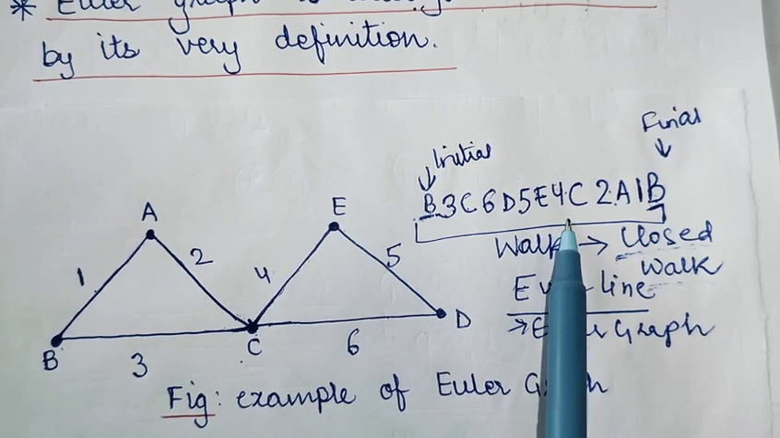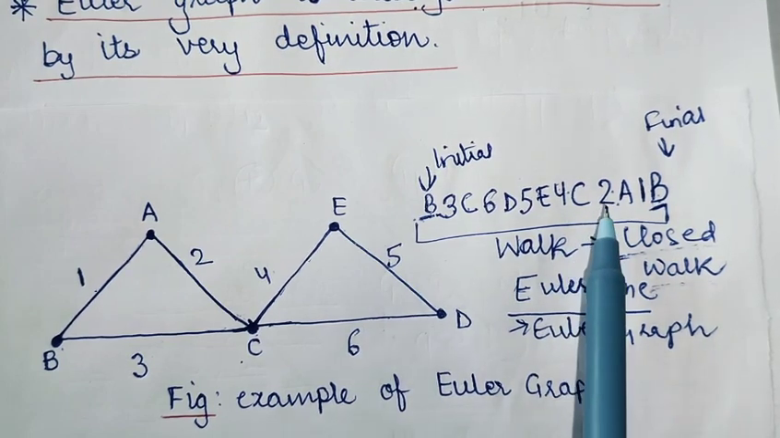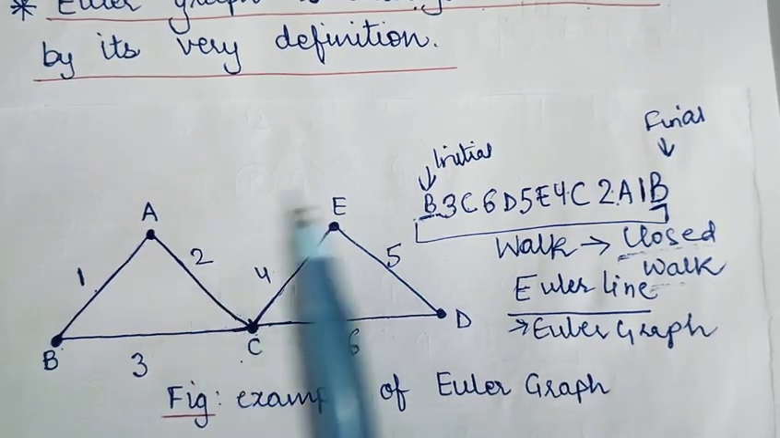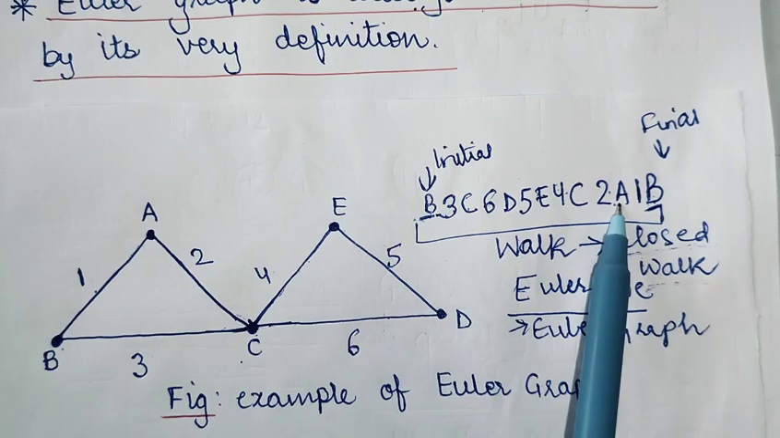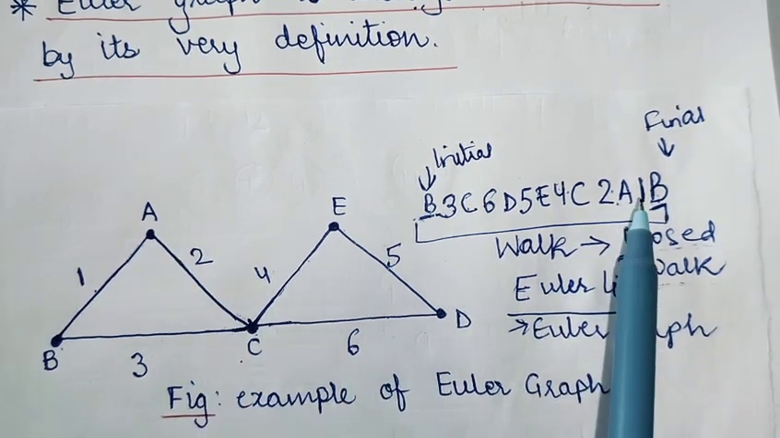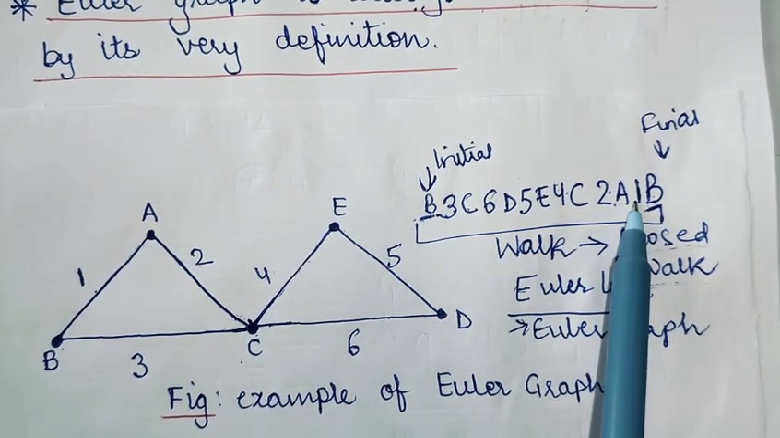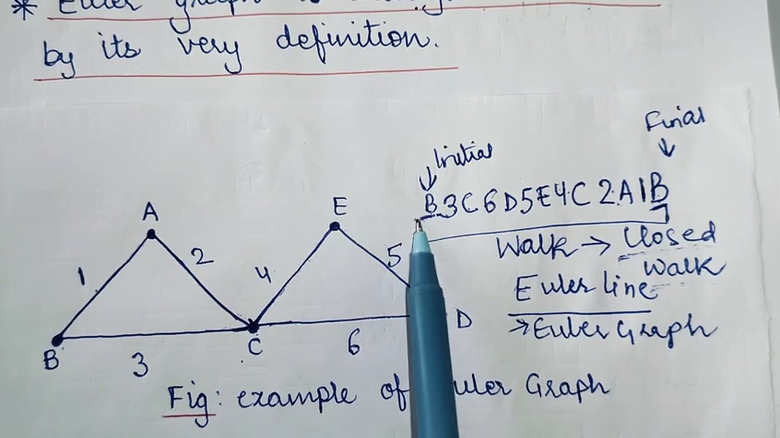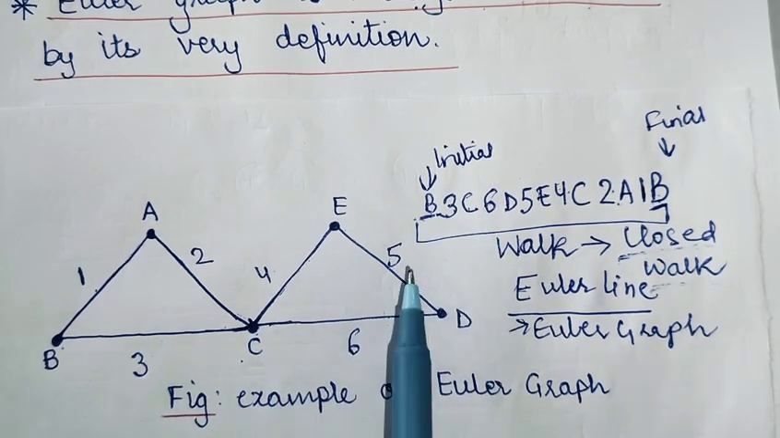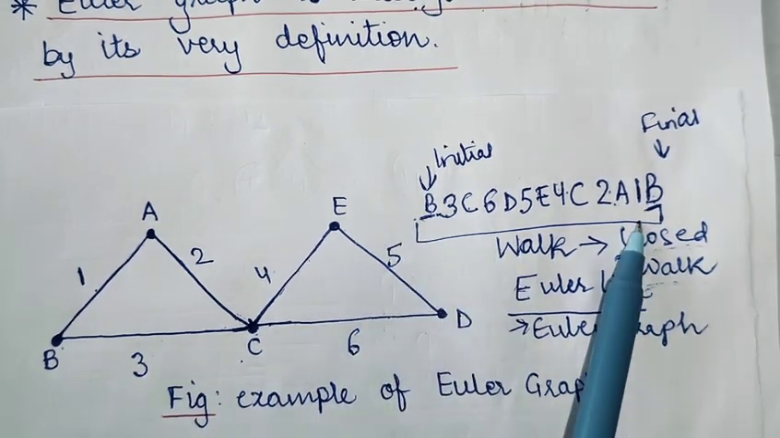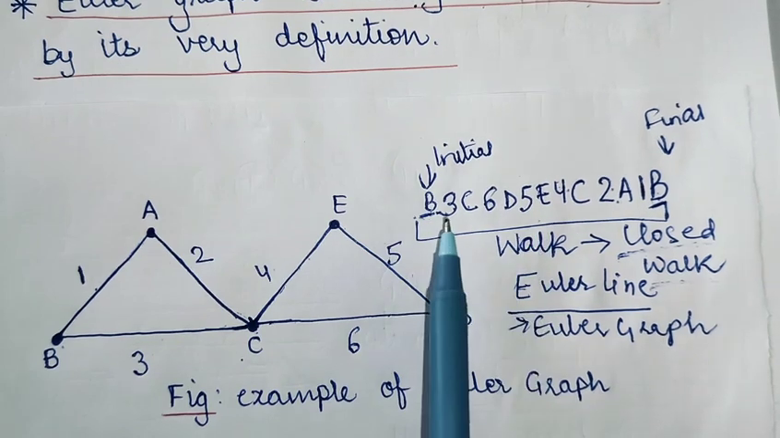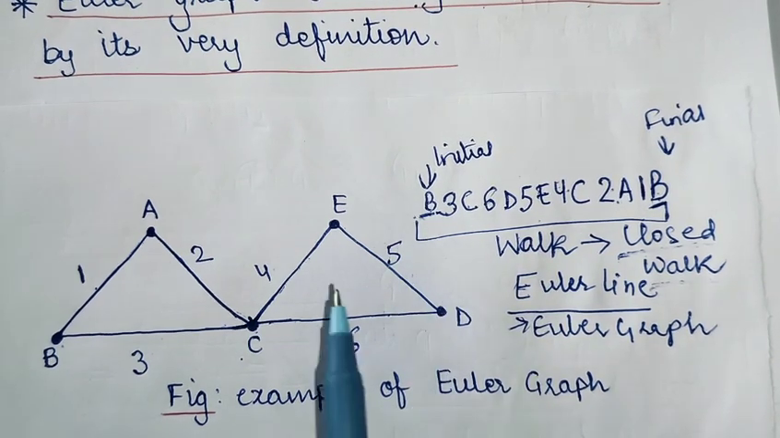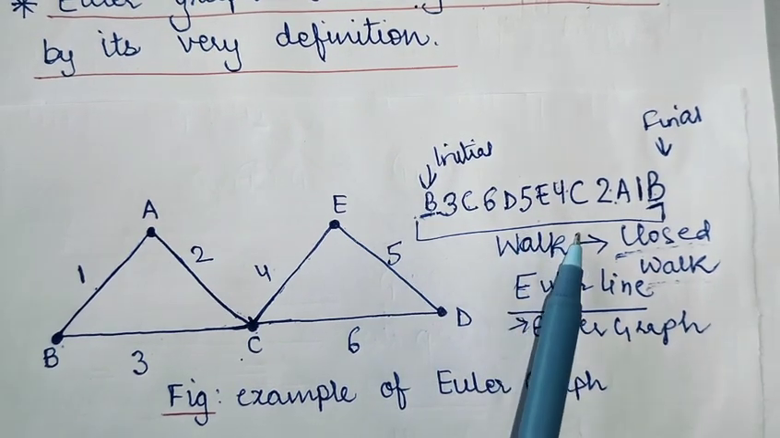From vertex C, we travel along edge 2 and reach vertex A. From vertex A, we travel along edge 1 and then reach vertex B. So here you can see this is an alternating sequence of vertices and edges which we call a walk, and this walk contains all the edges of the graph.